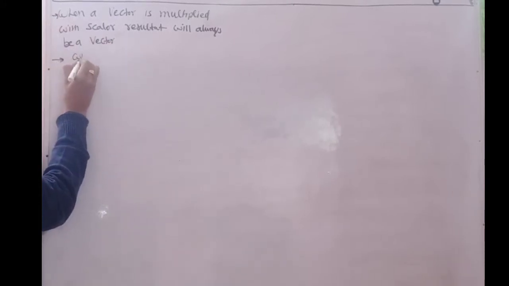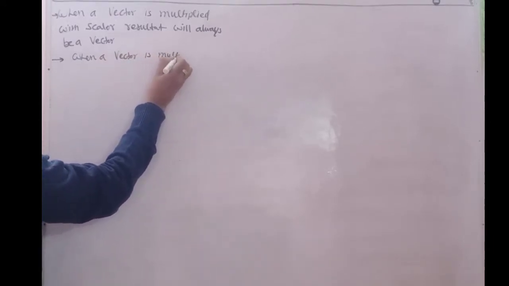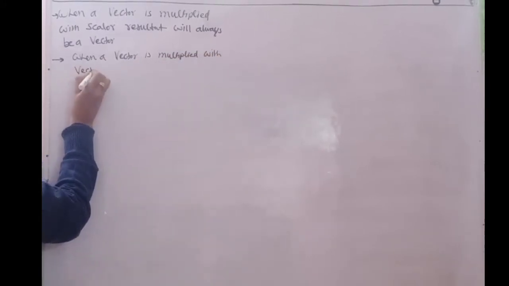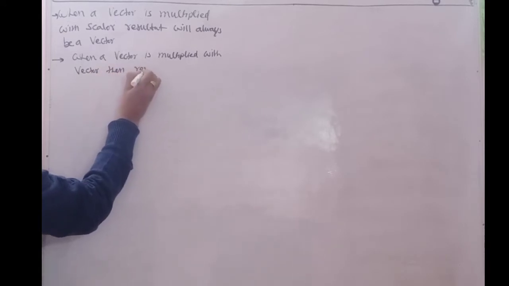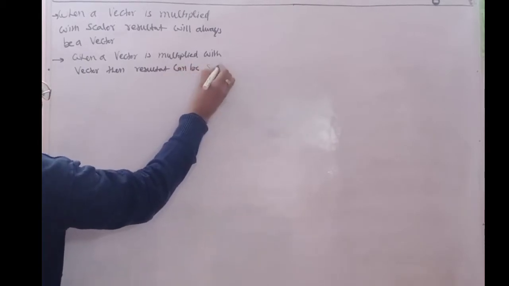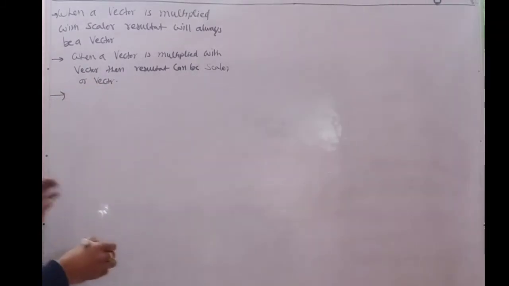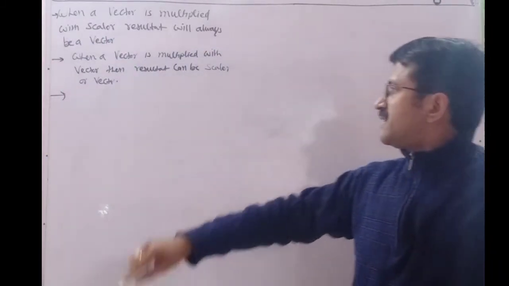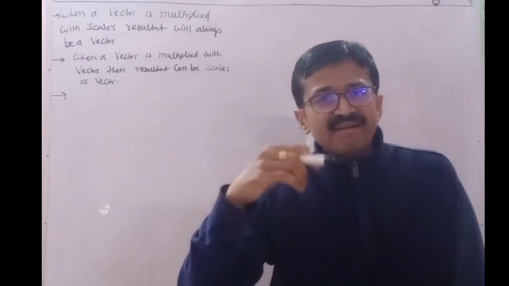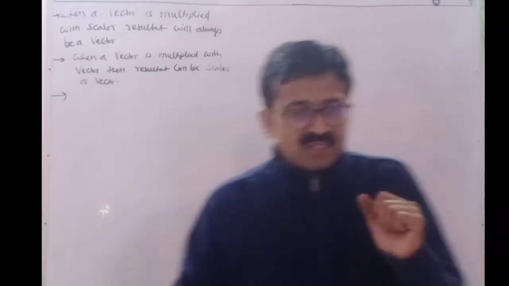The second point is when a vector is multiplied with a vector, then the resultant can be scalar or vector. So a vector multiplied with a scalar gives a vector, but a vector multiplied with a vector gives a vector or a scalar. On this basis, the product of vectors is categorized into two types. How many types? Two types.